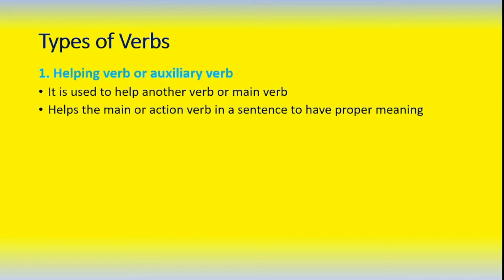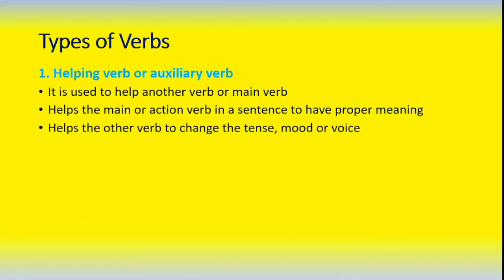Without the helping verb or auxiliary verb, there cannot be a proper meaning for the main verb or main action verb, because it helps the other verb to change the tense, mood or voice. So through a helping verb or auxiliary verb, we can understand in which tense it is, in which mood it is, or in which voice, passive voice or active voice, it is. So that's the role of the helping verb. It also helps to form a question and also a negative sentence. So these are the various advantages of a helping verb or auxiliary verb.